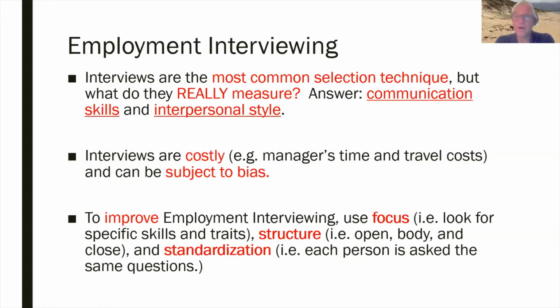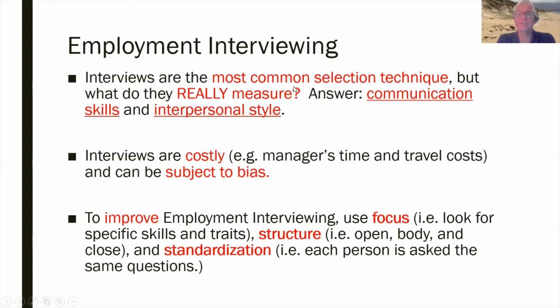Now, the thing about interviews: an interview is the most common selection technique. Pretty much every employment competition has one. But what are you really measuring with the employment interview? Well, you're trying to measure ultimately whether the person is suitable. But the answer is, with the interview technique by itself, you're measuring communication skills and interpersonal style.